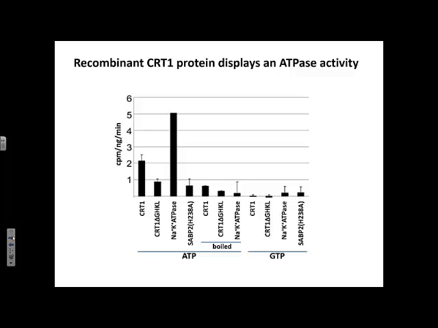When we did that, we found that CRT1 has not strikingly high ATPase activity, but nonetheless there is a consistent activity being detected. And if we boil it, we were able to kill that activity as well. And it's only utilizing ATP, not the GTP. So we proved that the CRT1 can be an ATPase.